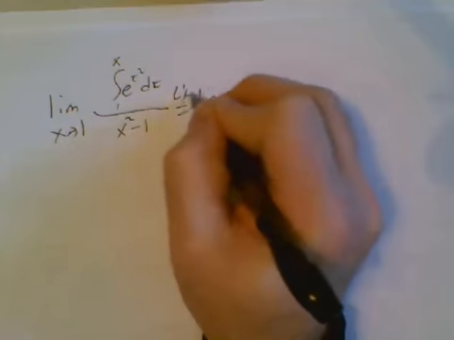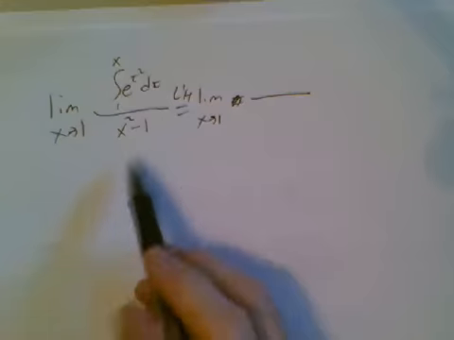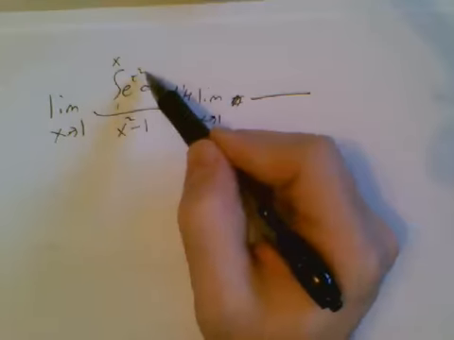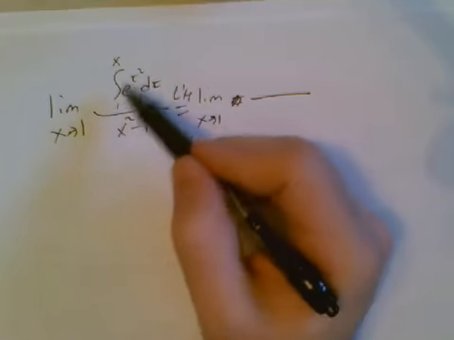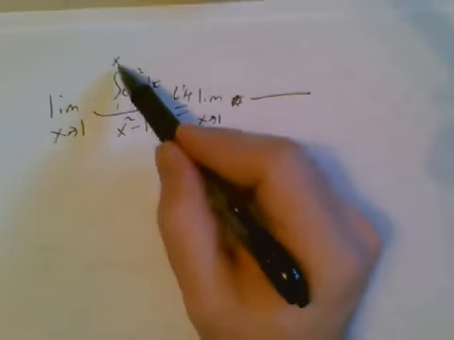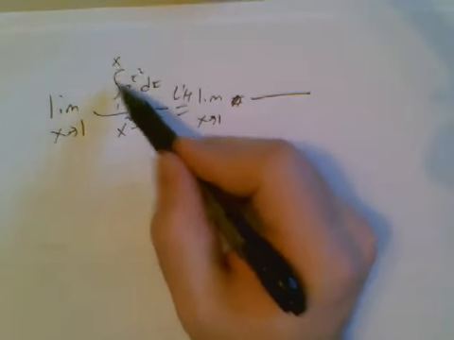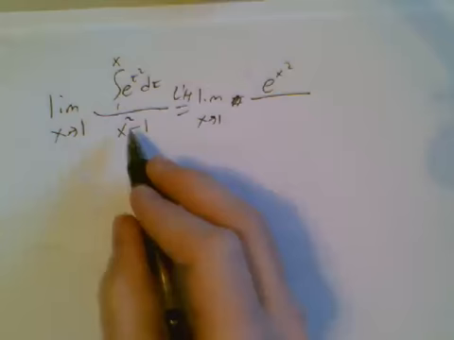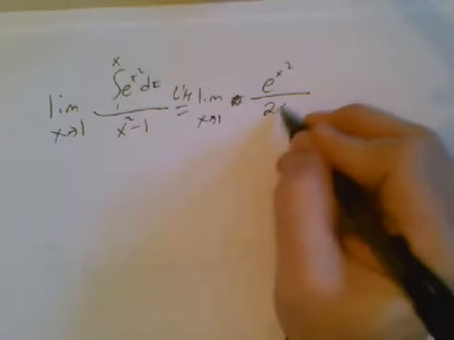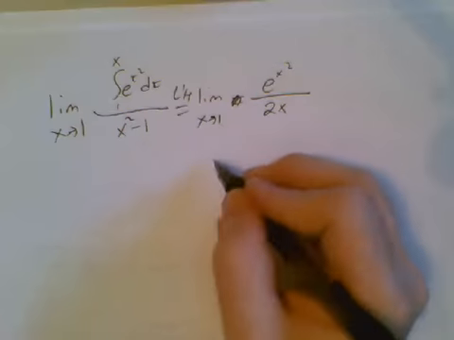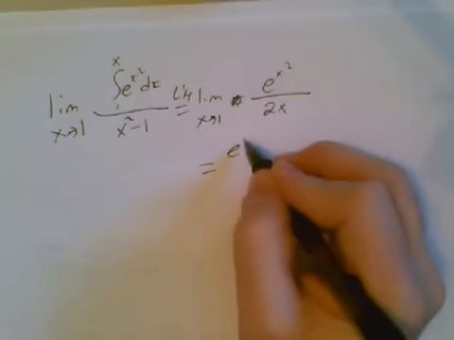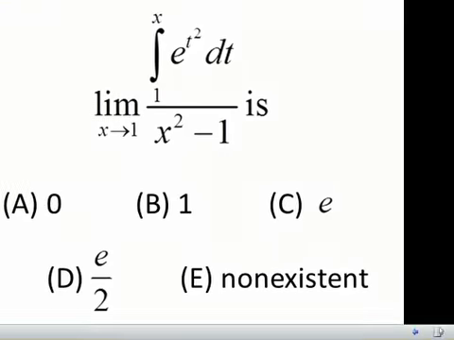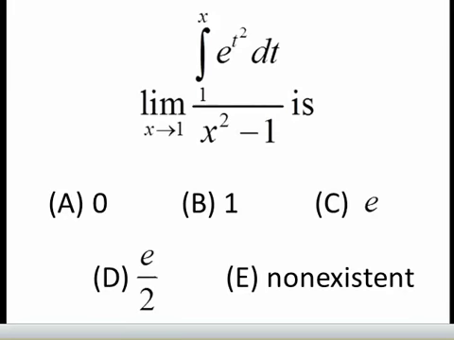L'Hopital's rule. I need the derivative of my numerator. The derivative of my integral is my integrand. That's our fundamental theorem, right? So it's only from 1 to x, so I don't need to worry about any chain rule kickers. So my derivative of my integral is just e to the x squared. The derivative of x squared minus 1, of course, is 2x, and now I can actually put in my 1. If I put in my 1, I get e to the 1 over 2, which I believe I remember is a choice, and that choice was D. So hopefully you got D.